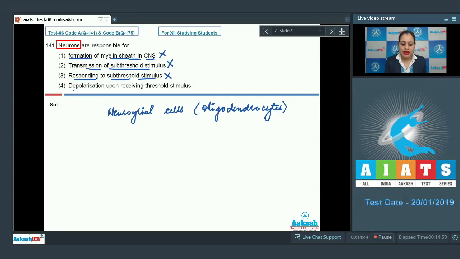The last option given is depolarization upon receiving threshold stimulus, and as it is a correct option, this is a correct answer to our question because these neurons, they'll receive, transmit and respond to threshold stimulus and get depolarized. So the correct answer to this question is option number 4. Let's discuss our next question.